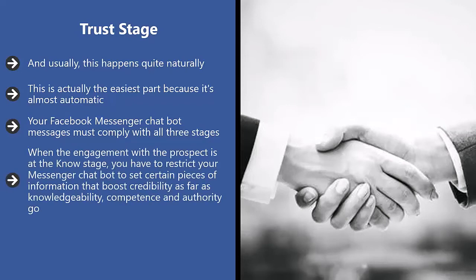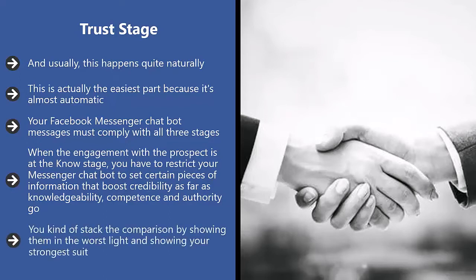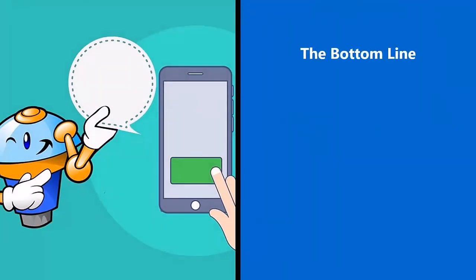When the engagement with the prospect is at the know stage, you have to restrict your Messenger chatbot to certain pieces of information that boost credibility as far as knowledgeability, competence, and authority go. On the like stage, the kind of messaging you send must be comparative in nature. In other words, you position your brand according to its strengths, and then you line that up with the weakest points of the competition. You kind of stack the comparison by showing them in the worst light and showing your strongest suit. And then finally, you get to the trust stage, and this is usually filled in or assumed by the prospect. The bottom line, you're not going to buy anything from people you don't trust.